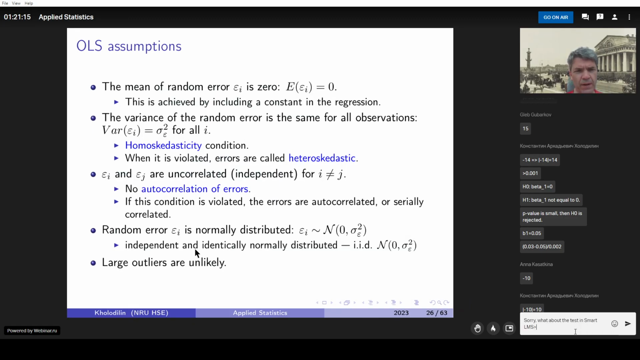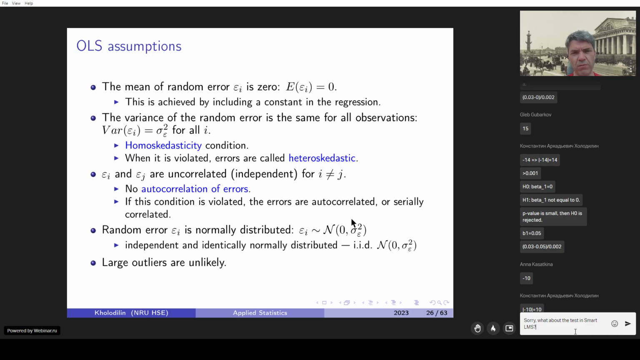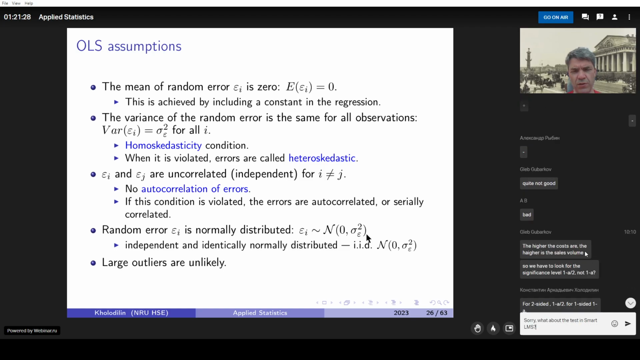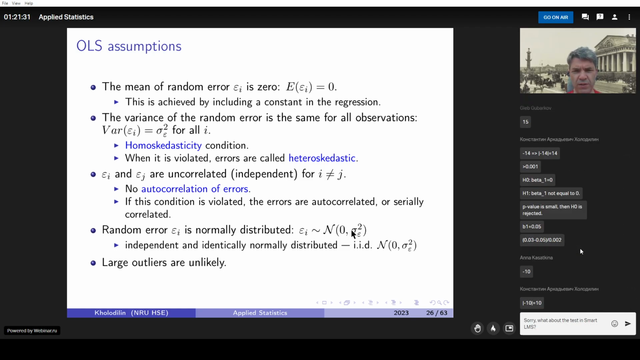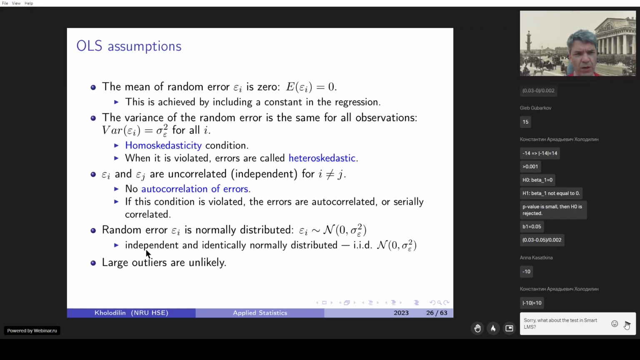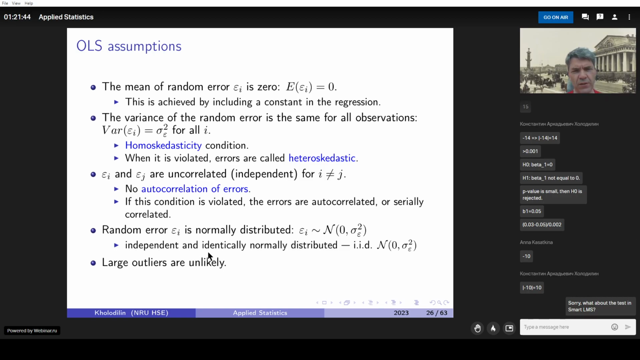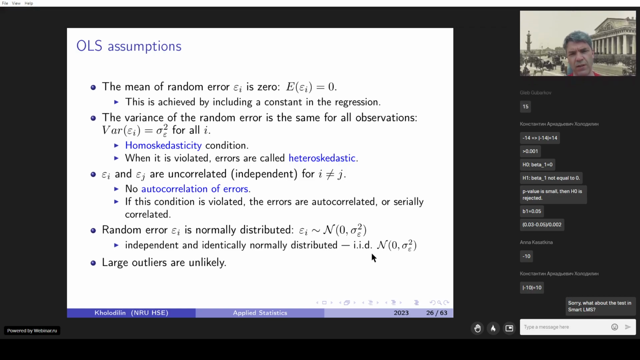And the fourth assumption is that the random error must be normally distributed, with mean 0, thanks to the inclusion of a constant, and some non-zero standard deviation or variance. Okay, and if we consider the second, the third, and the fourth assumptions together, it means that our errors must be independent and identically normally distributed. For short, we denote it as IID, normal, mean zero with sigma.